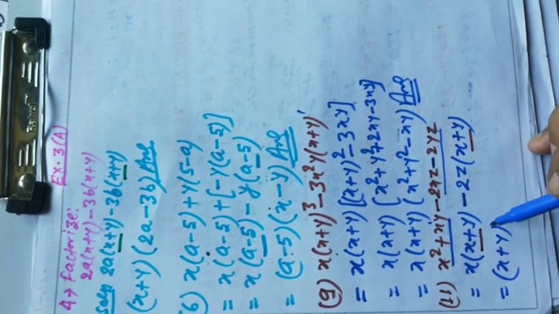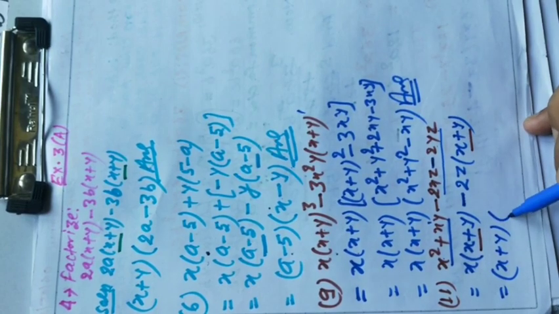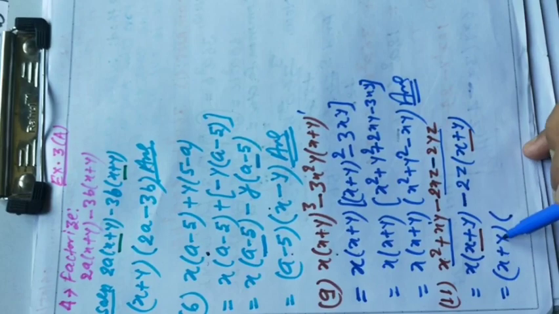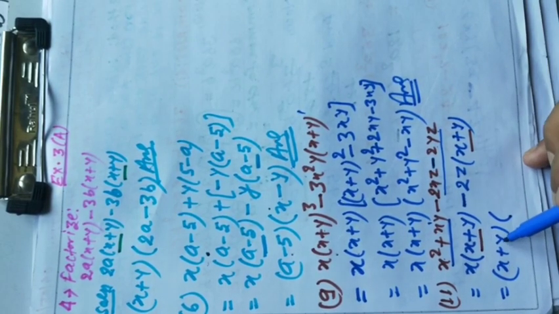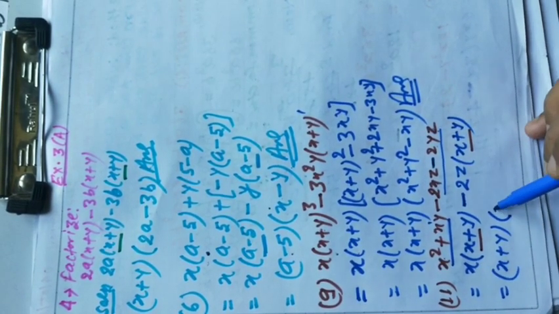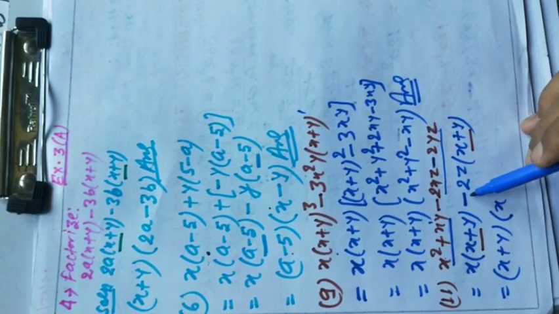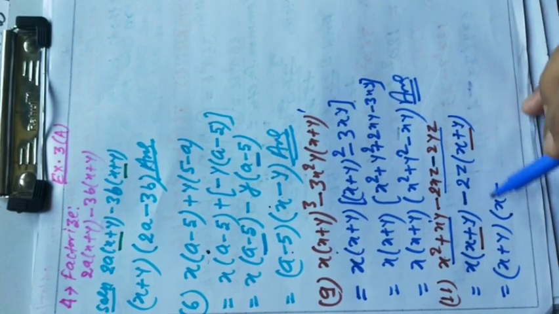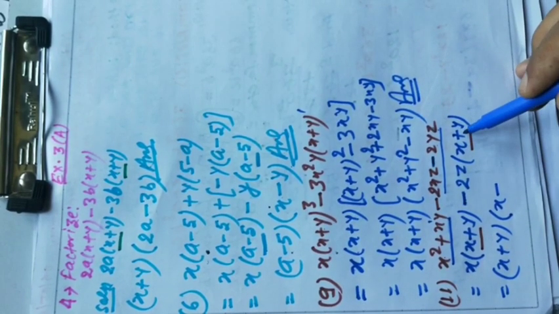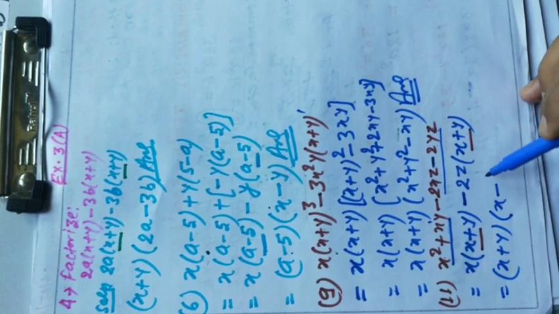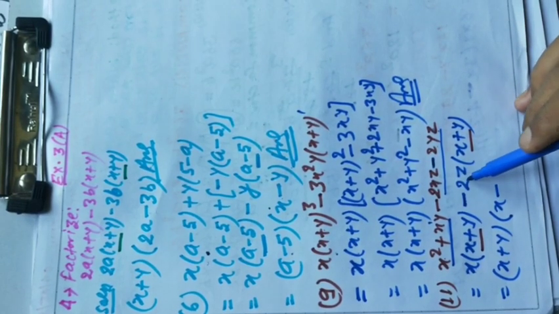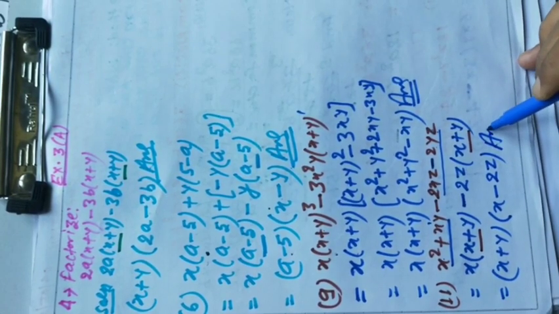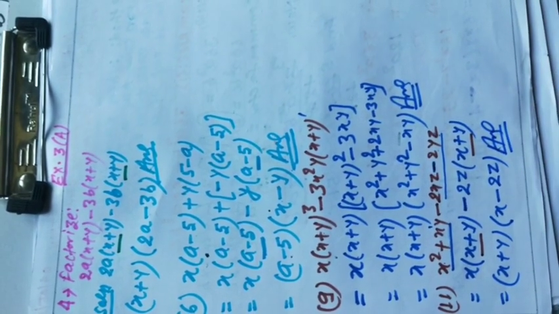Then what will be left? After taking the common you have to put the bracket, and then you have to divide the first term by x plus y. So x plus y will cancel by x plus y. What will be left? X. And after this, what is the sign? Minus is there. And now you have to divide this term by x plus y. Then when this term is divided by x plus y, minus 2z will be left. So you have to put here 2z, and this is your factorization for the given expression.